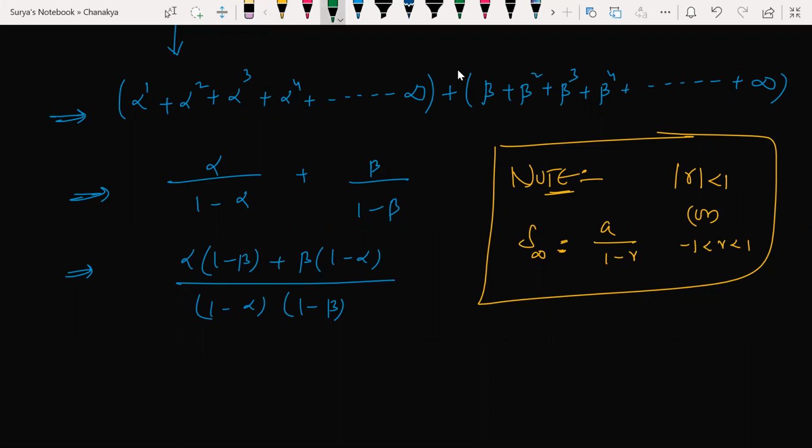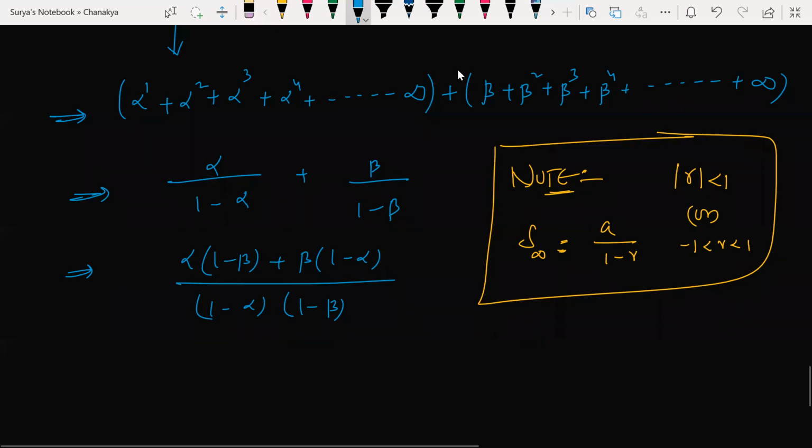A by 1 minus R. What is A? A is nothing but the first term. Understood my point? R is nothing but the common ratio, which is the second term divided by the first term. So second term divided by first term, I'm getting alpha only. So the R value is alpha only, and the first term is also alpha only. So that is the reason I'm writing like this. Hope you all are getting my point clearly.